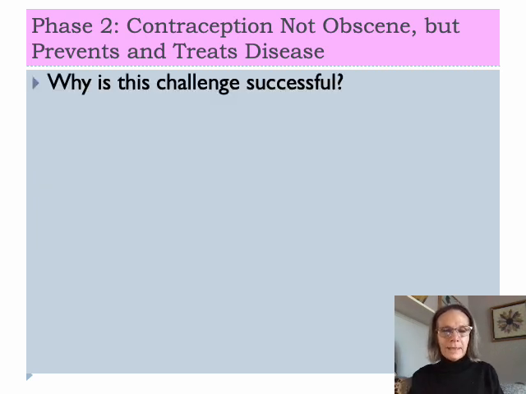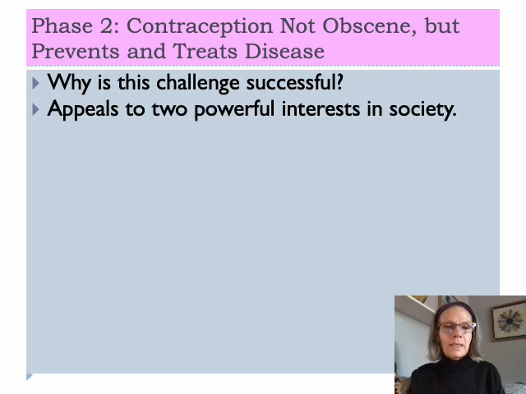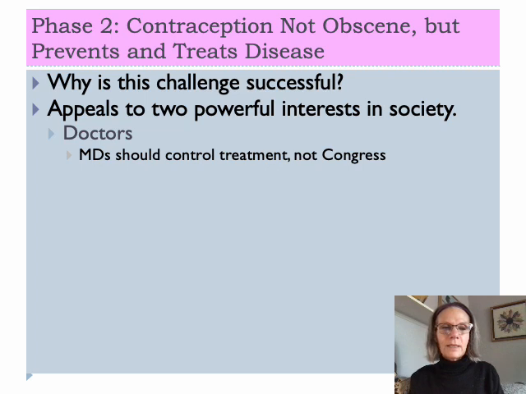So why is the medical loophole approach successful in weakening the Comstock Act? Well, it's successful in part because it appealed to two powerful interests within society. Clearly, one of those was doctors. You're looking for a medical loophole, a way that doctors can get an exemption from the Comstock Act. Doctors were a powerful group in society at this time. In the 20th century, we begin to see the professionalization of medical doctors, the formation of the American Medical Association, and the sense that doctors should be the ones making decisions about their patients, not Congress.